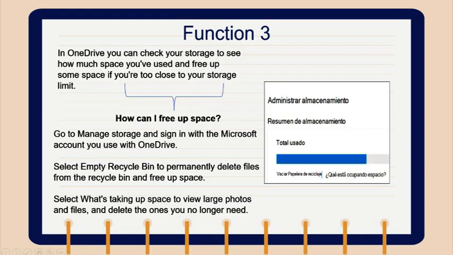In function 3, in OneDrive, you can check your storage to see how much space you've used and free up some space. How can I free up space? Go to Manage Storage and sign in with the Microsoft account you use with OneDrive. You are too close to your storage limit. Select Empty Recycle Bin to permanently delete files from the recycle bin and free up space. Select What's taking up space to view large photos and files and delete the ones you no longer need.